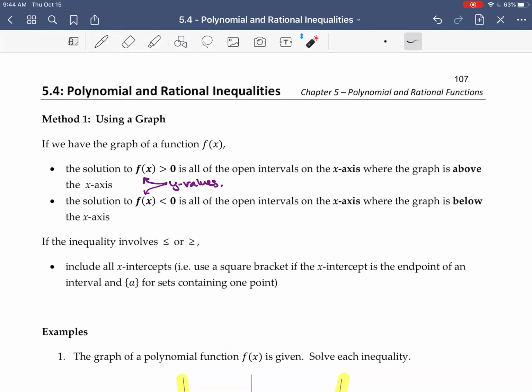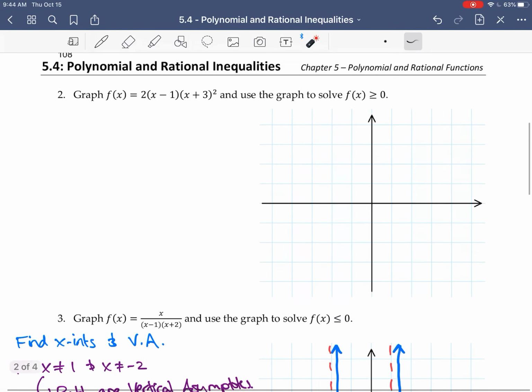In this video, we're going to do a couple more examples of polynomial and rational inequalities. So in the first example, we're going to use a graph to solve a polynomial inequality. Okay, so that's example 2 here.